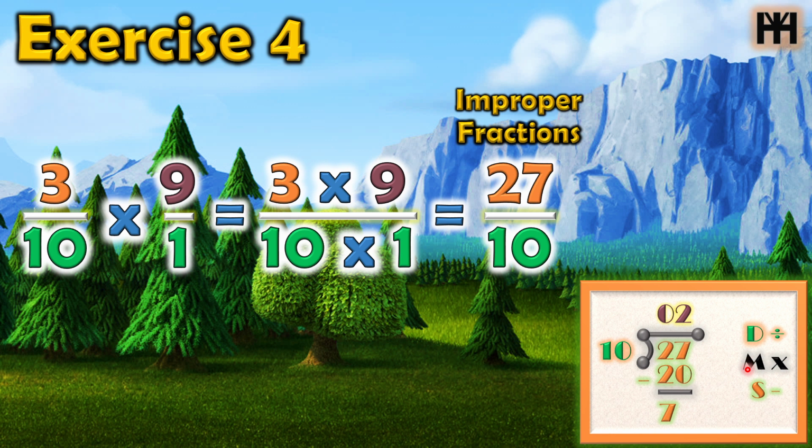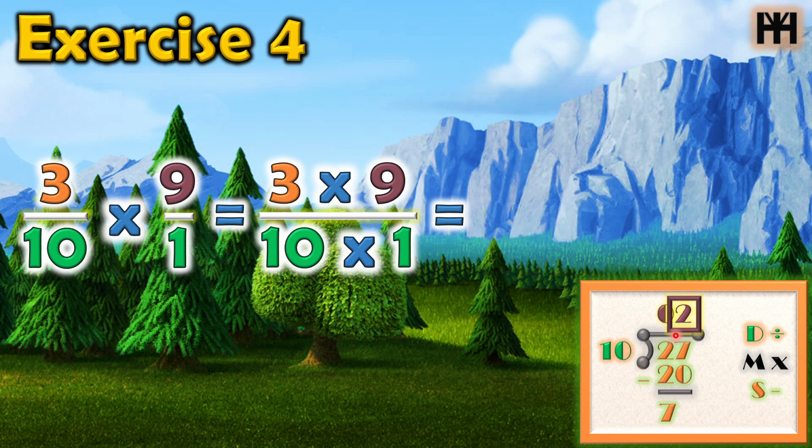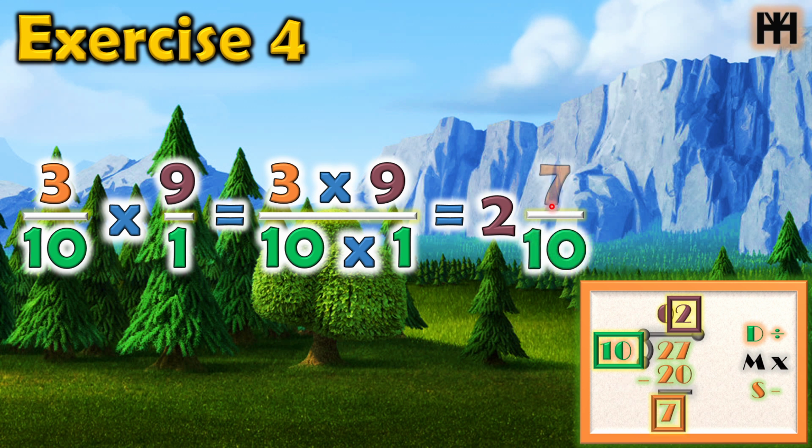So divide, multiply, subtract, and we don't need to repeat. It's 7, it's smaller than 10, so that's it. So here the 2 will be our whole number, and the 10, remember, will be the denominator, and the 7 will be the numerator. So it's 2 and 7 over 10.